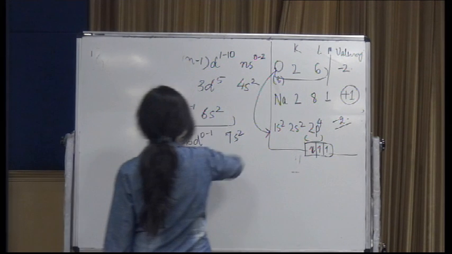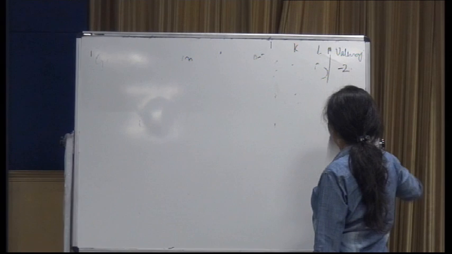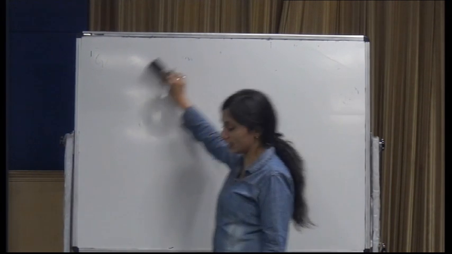The valency of the noble gases will be 0. Why? Because their outermost orbital is completely filled. Their valence shell is completely filled.